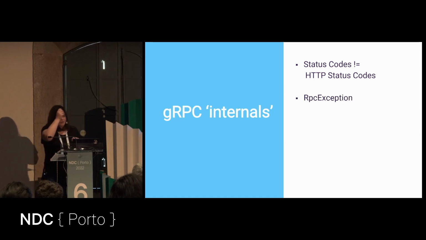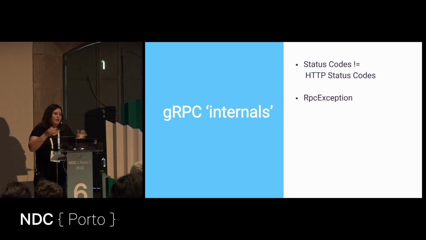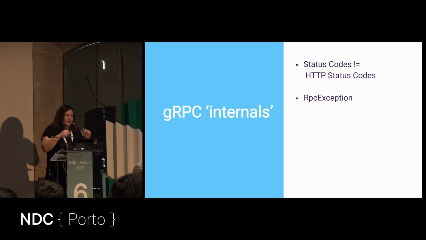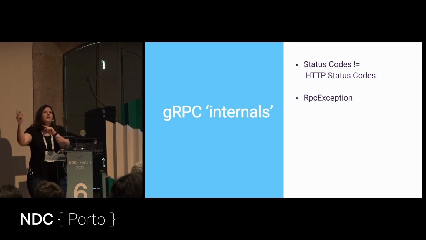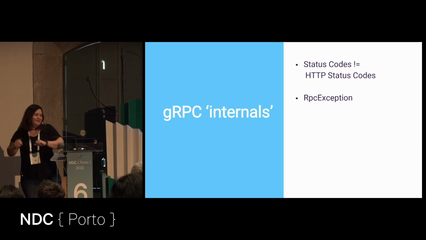RpcException is the thing that you need to catch every time you work with gRPC and you expect something bad to happen. And from that RpcException, you need to filter out gRPC status codes that are different from the status codes you all know.